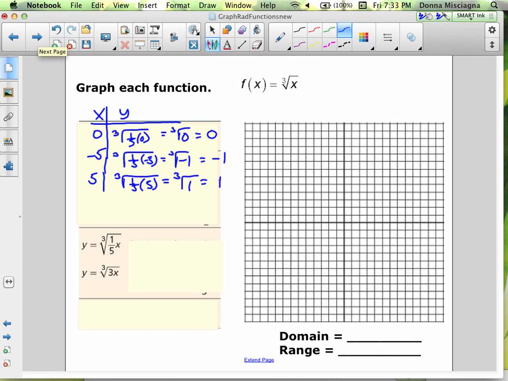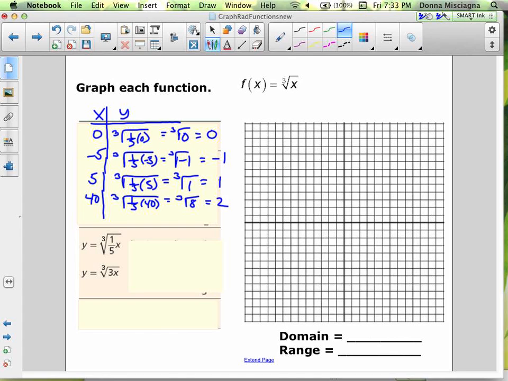But unfortunately, I can show you what the value is. What if I wanted to get to the next integer value? I would have to plug in 40. So the cube root of 1/5 times 40 is going to give me the cube root of 1/5 of 40. 40 divided by 5, of course, is 8, and the cube root of 8 is 2.